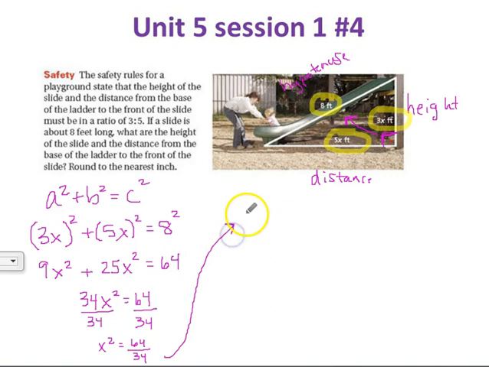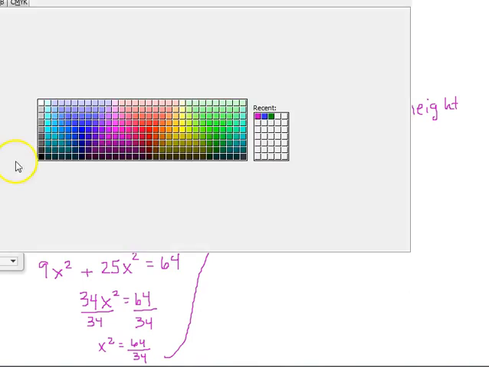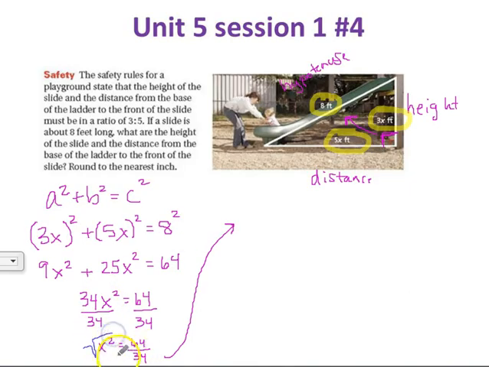So I'm going to come back over here, running out of space. I'm going to take the square root of both sides. Square root of this side, and then the square root of this side. And when I do that, I get x equals the square root of 64 over 34. So go ahead and grab a calculator. Let's see what that gives us. So the square root of 64 divided by 34, I'm going to round to 2 decimal places, is about 1.37 when we round it. So x equals about 1.37.